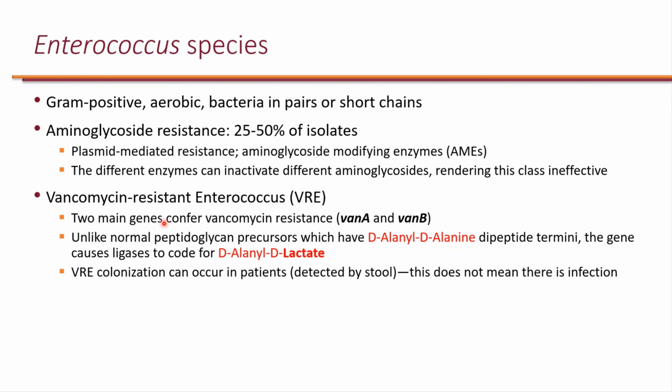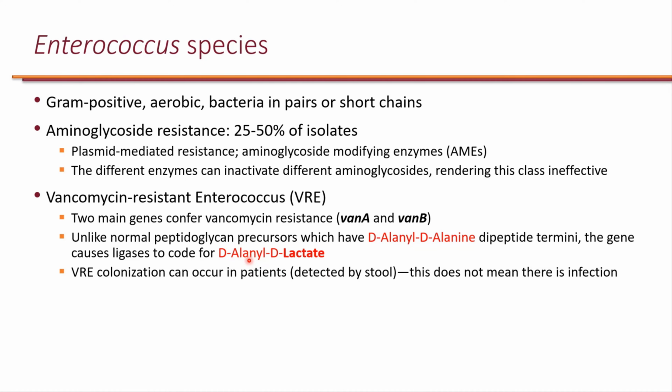Enterococcus species, which are gram-positive, can develop resistance to aminoglycosides in 25 to 50% of the isolates. These are basically plasmid-mediated resistance through aminoglycoside modifying enzymes. And of course, there is vancomycin resistant enterococcus, or VRE, and there are two main genes that make VRE, VanA and VanB, both of which can be identified with rapid diagnostic tests. Basically, the site of action for vancomycin is D-alanyl-D-alanine, and what happens in enterococcus with these genes is that it mutates and changes the second alanine to a lactate, and as a result, vancomycin can no longer bind to D-alanyl-D-lactate. This mutation does not interrupt the life cycle of Enterococcus.